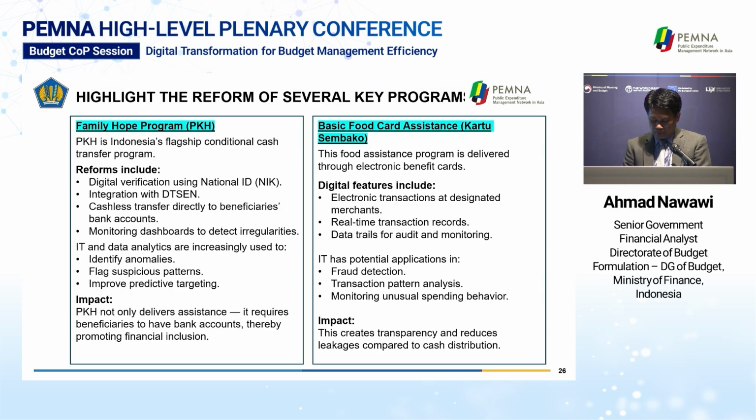Highlights of the reform of key programs. Several key programs have been reformed using digital technology. For example, the Family Hope Program now uses digital verification and cashless transfer, and the Basic Food Card uses electronic transactions. This innovation improves efficiency, transparency, and monitoring.